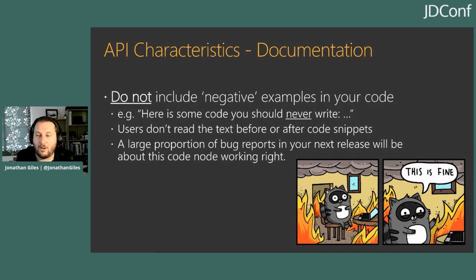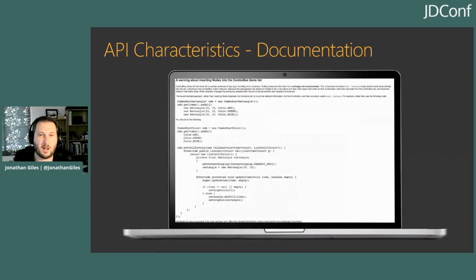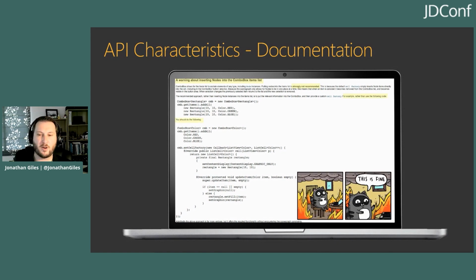Just briefly, back when I was working on the JDK itself: don't include negative examples in your code. Those are examples that say don't do this, because these days we've got a generation of Stack Overflow users who just find the first snippet of code, copy and paste it, and then file bug reports on you. A brief example: I wrote this JavaDoc a long time ago with a warning about inserting nodes into the combo box under the list. This is strongly not recommended. Rather than the following code, you should do the following. The number of bug reports I got on that first snippet made me realize negative code samples are not a good practice to ever have.